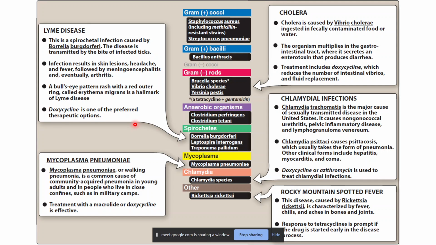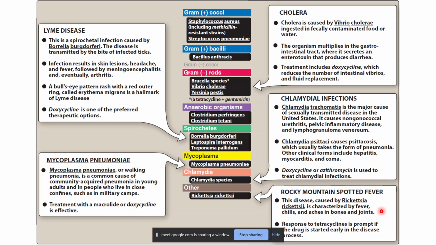So then there is an atypical pneumonia, that is Mycoplasma pneumoniae, that is actually the common cause of community-acquired pneumonia in young adults, especially in military camps, and in those places where people are very crowded, and treatment is also with doxycycline.